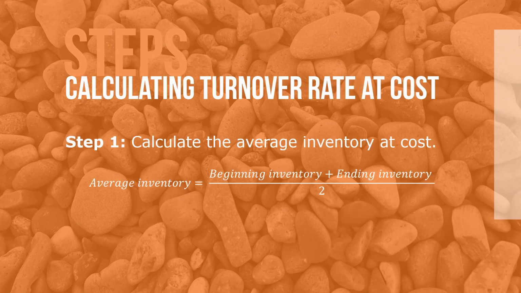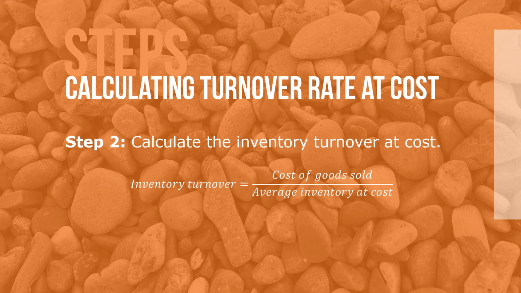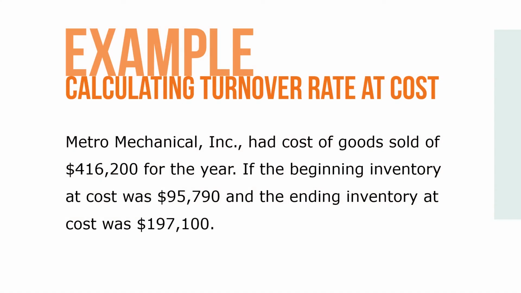Here are the steps. Step 1. Calculate the average inventory at cost, where average inventory equals beginning inventory plus ending inventory divided by 2. Step 2. Calculate the inventory turnover at cost, which equals the cost of goods sold over the average inventory at cost.